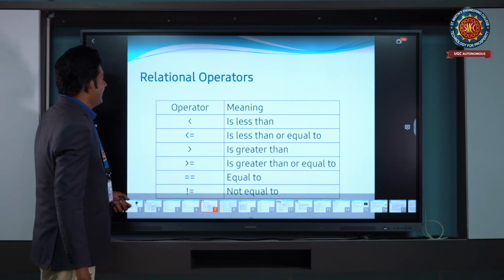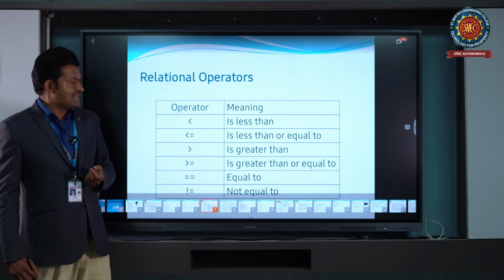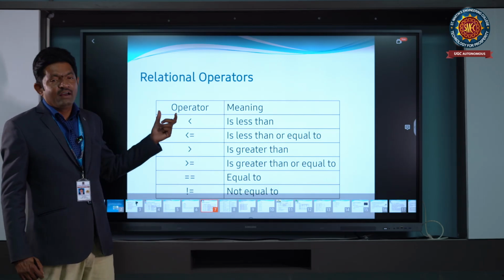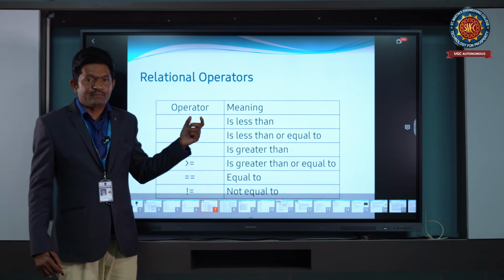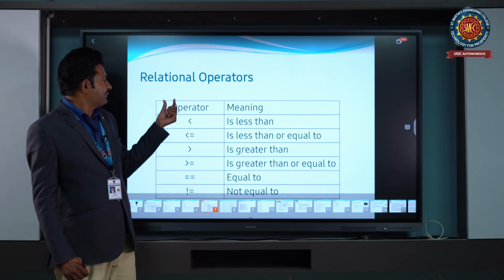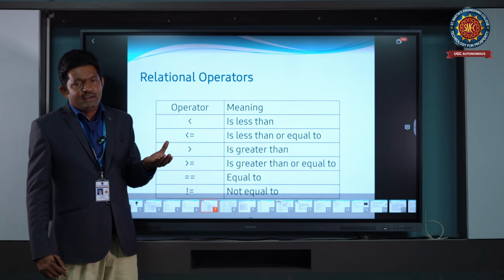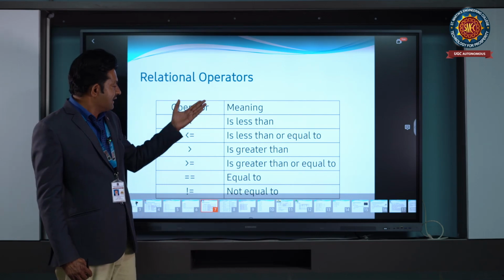Next, coming to the relational operators. Relational operators are mainly used in conditional statements and looping statements. So for that purpose we are using relational operators. Sir, what are the relational operators? Here the relational operators are already listed.